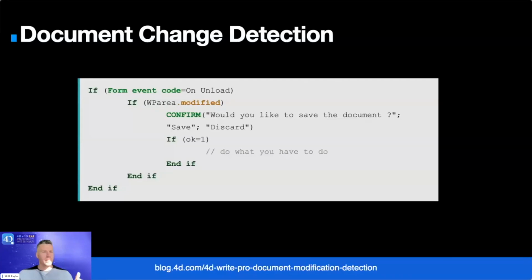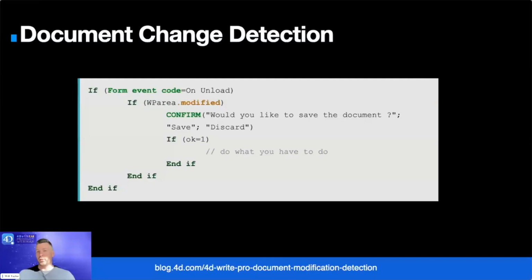And once set to true by 4D Write Pro, this property is never automatically set back to false, even if there's an undo or an export action executed. So once someone modifies a document, it's always going to be modified until you, the developer, set it back to false.